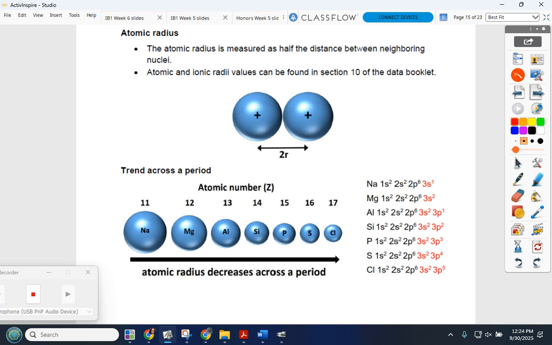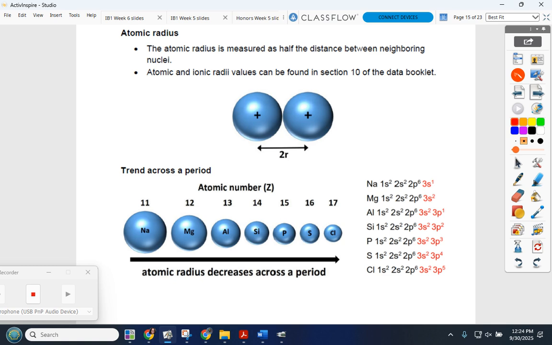If they ask you something about how the atomic radius changes, you just look at atomic radius and you say, it is getting smaller. So that means that they're not going to ask you that question, right? They're going to ask you why. And so making sure that you understand why is the key to this topic. Okay.